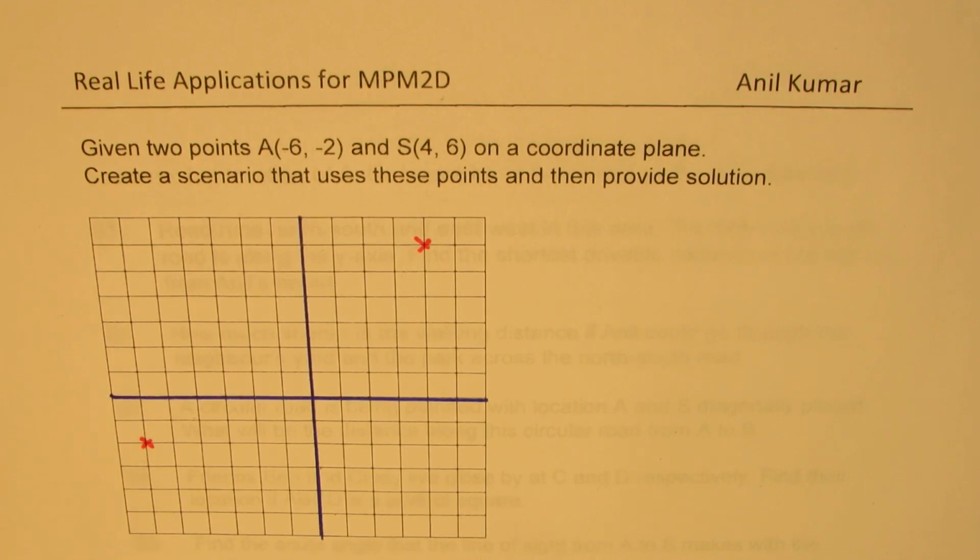Now, here is a question from one of our subscribers who, at the end of the course MPM2D, in which we study coordinate geometry, the beginning of trigonometry, circles, things like that, has a question. Given 2 points A(-6, -2) and S(4, 6) on a coordinate plane, create a scenario that uses these points and then provide a solution. So basically we need to create something very interesting.